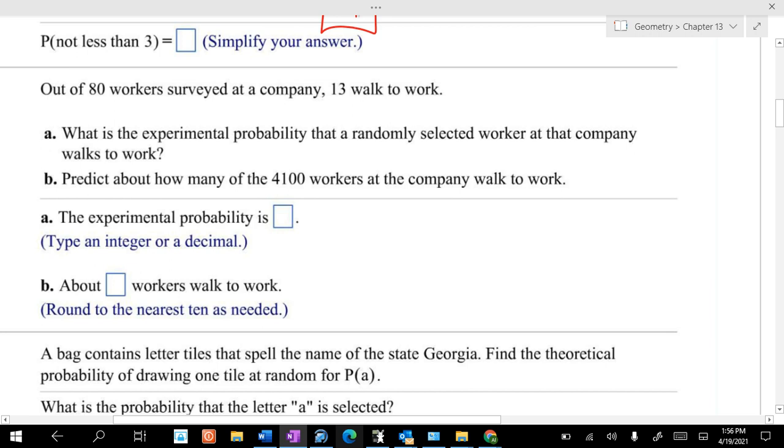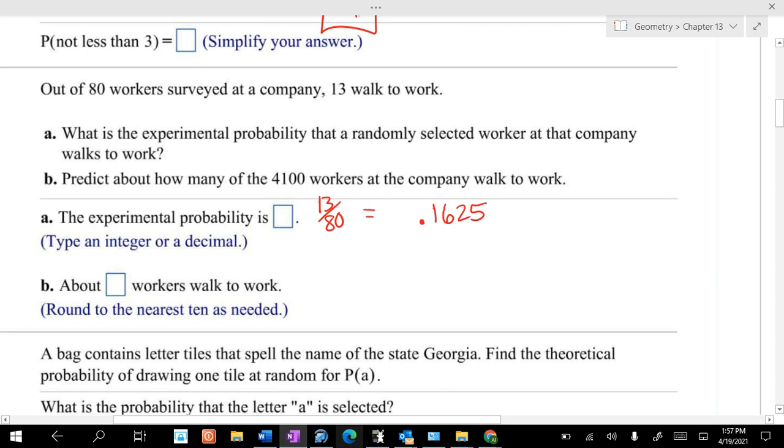Why we use probability? So then we can make mathematical determinations that are too hard to test. Out of 80 workers surveyed, 13 walked to work. What's the experimental probability? Well, 13 out of 80 walk to work. What's 13 divided by 80? 0.16 repeating or 0.16? 0.1625. Yep. Leave all the decimals in there.